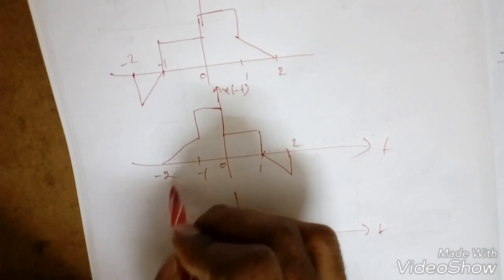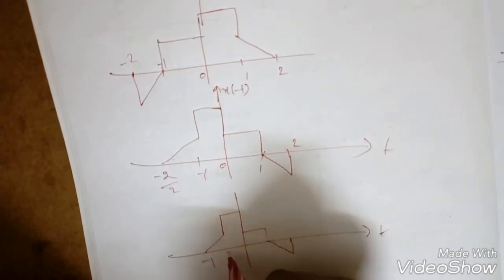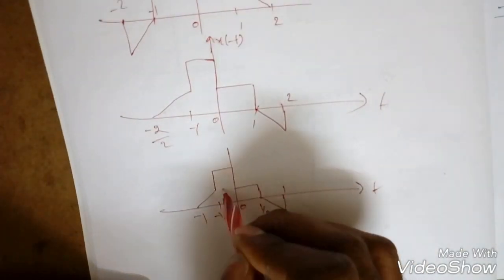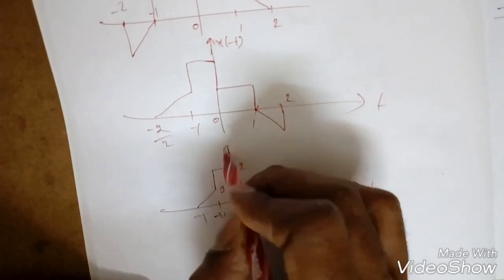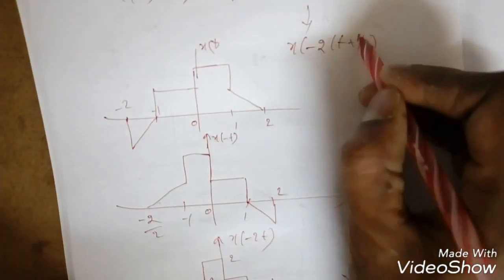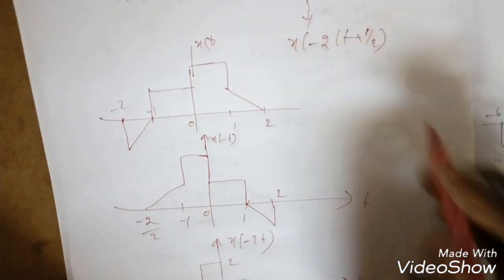So minus 2 by 2 will become minus 1. This will become minus 1 by 2. This is 0. This is 1 by 2. This is 1. This is a compressed version, right? This is x of minus 2t. That's it. The last step is we have to go with the shifting, which is plus 1 by 2.